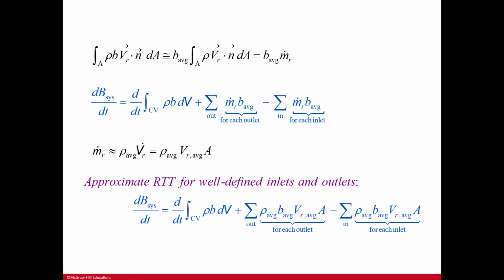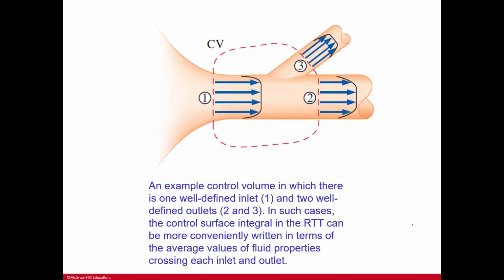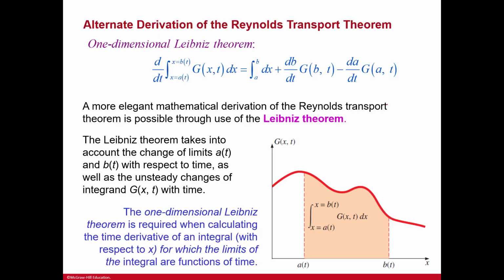Here's more additional information, an approximate RTT for well-defined inlets and outlets. And this would be for each individual outlet or each individual inlet if you had multiples within the system, just like this. And so here we have a control volume with one well-defined inlet and two well-defined outlets. So you would have both of those formulas for each one and use subscripts 2 and 3 for each of those. In such cases, the control surface integral in the RTT can be more conveniently written in terms of the average values of fluid properties crossing each inlet and outlet to make the calculations not so cumbersome.